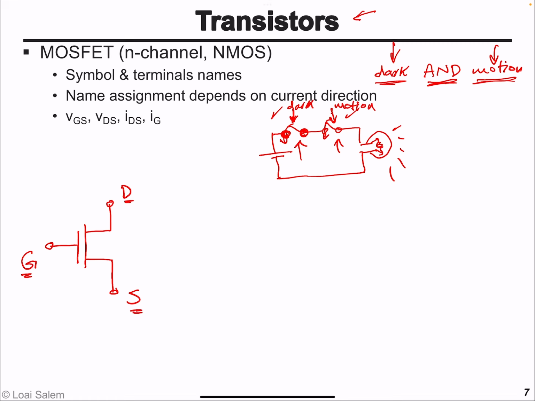And this symbol is particularly for a specific type of transistor called MOSFET, or more particularly an N-type or N-channel MOSFET. MOSFET stands for metal oxide semiconductor field effect transistor. So this symbol is for the N-type or N-channel MOSFET, and for short we can just say NMOS.